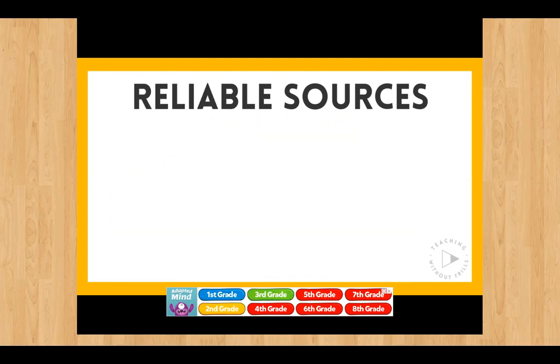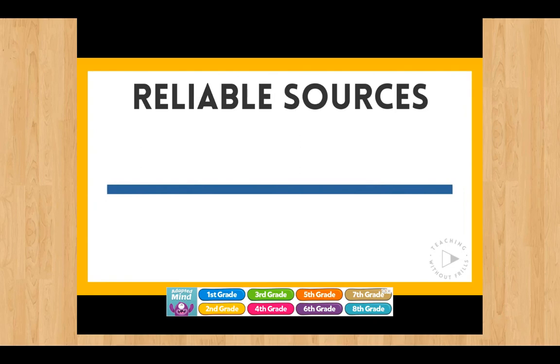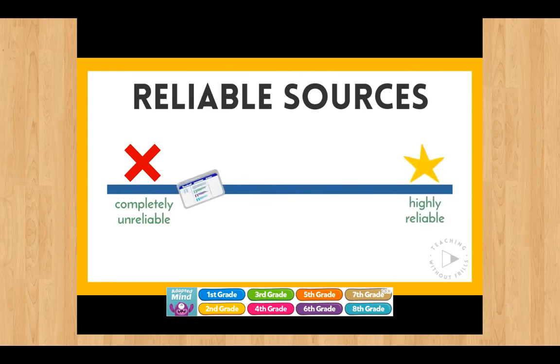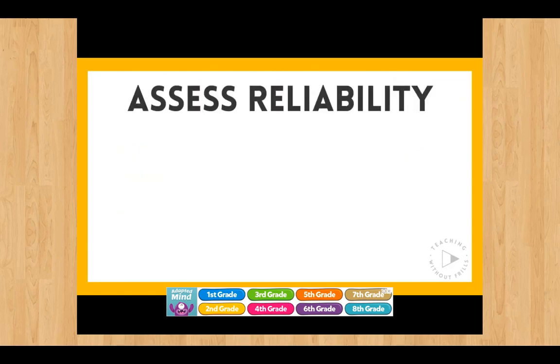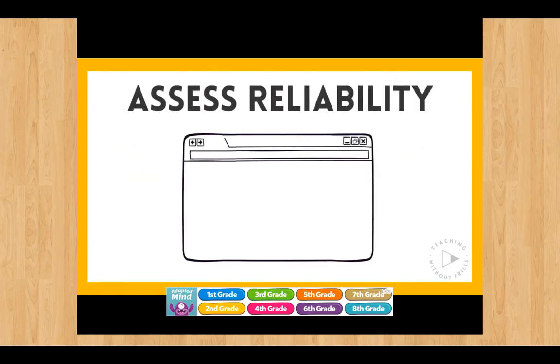It can be difficult to determine the reliability of a source because sources can fall within a range of reliability. Some sources are completely unreliable, and others are highly reliable, but there are many sources that fall somewhere in between. There are a few ways you can assess the reliability of a source to determine how you should use it in your research or if you should use it at all.